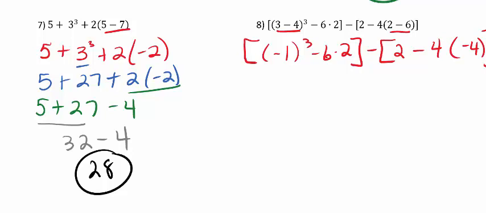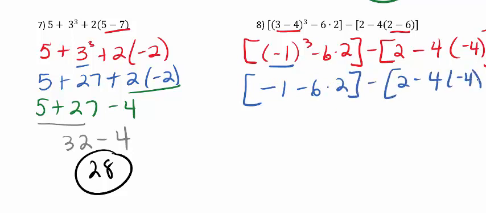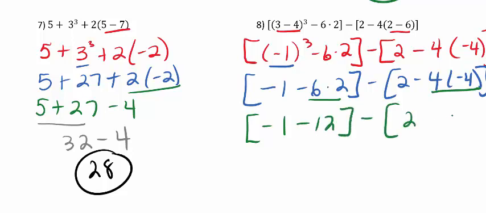Now I'll go back and do any exponents that are inside of the bracket. I have a negative 1 cubed inside of this bracket that I need to take care of, and negative 1, all cubed, would be negative 1. And then I'm going to rewrite the rest. And then inside the bracket again, I'm going to take care of any multiplication or division in order from left to right. In this bracket, I have a multiplication here, and in this bracket, another multiplication. So I'm going to rewrite this as negative 1, and then 6 times 2 is 12, so this becomes minus 12. And then in this bracket, we have a negative 4 times negative 4, that's going to be a plus 16.